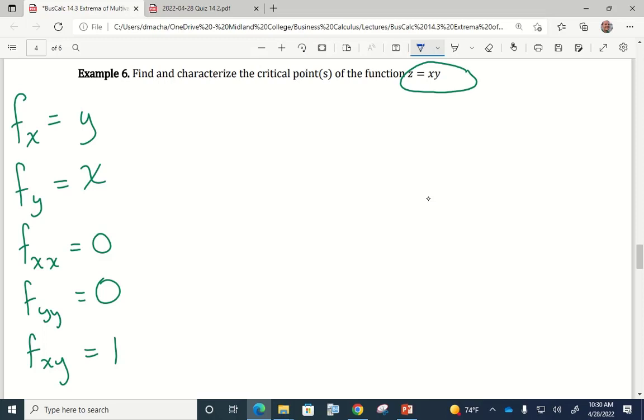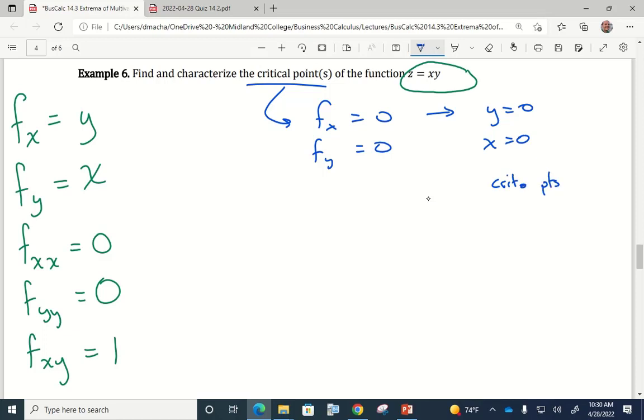Okay, so critical points, finding them means I set the first derivatives equal to 0, which gives me y equals 0 and x is equal to 0. So we really haven't been very creative with our critical points yet. Because I only have one critical point at the point 0, 0 again.